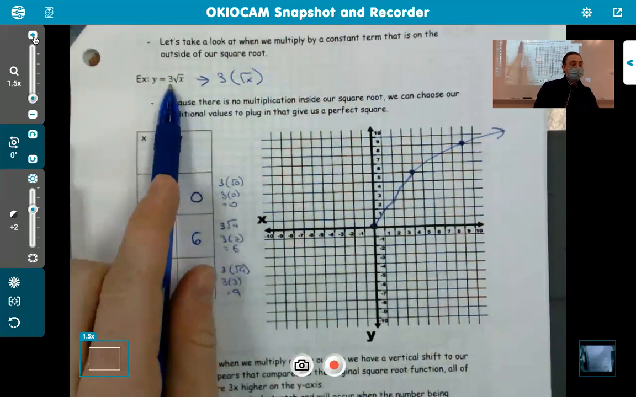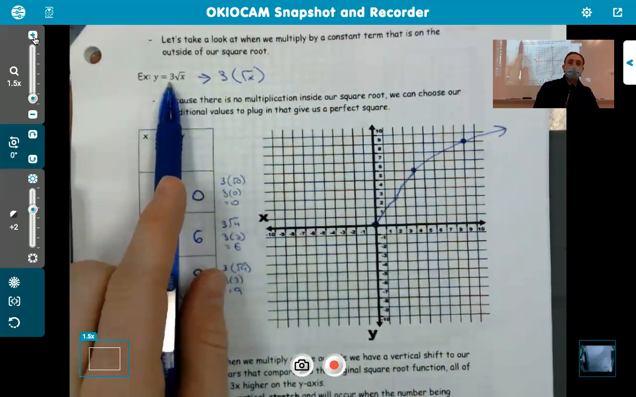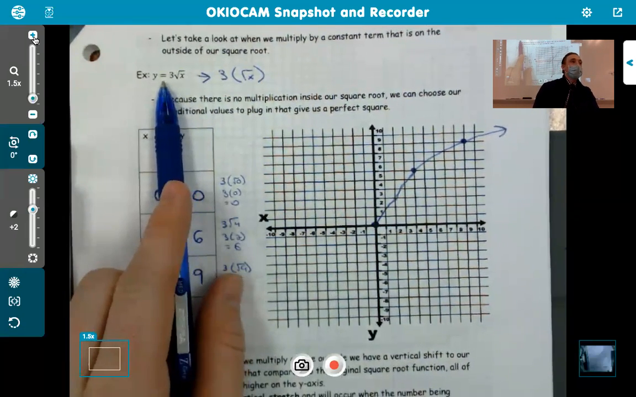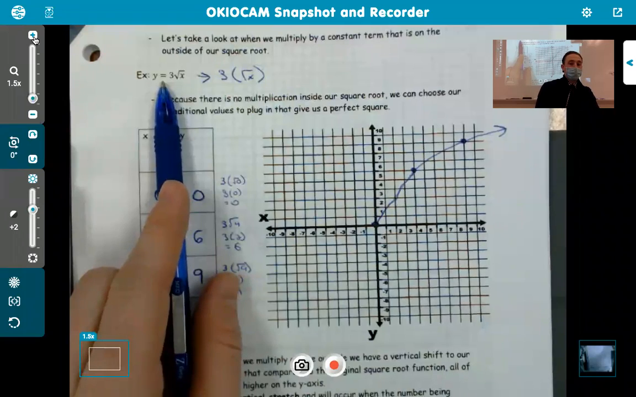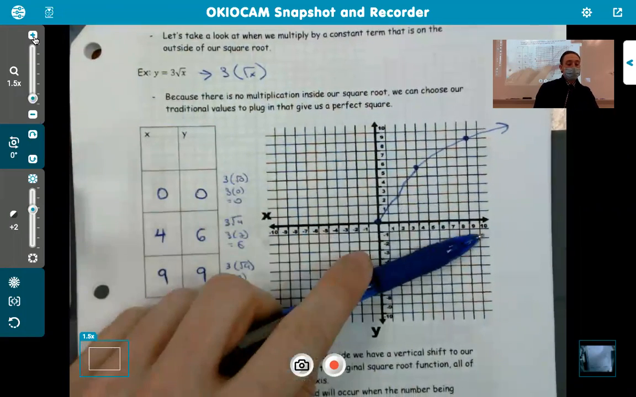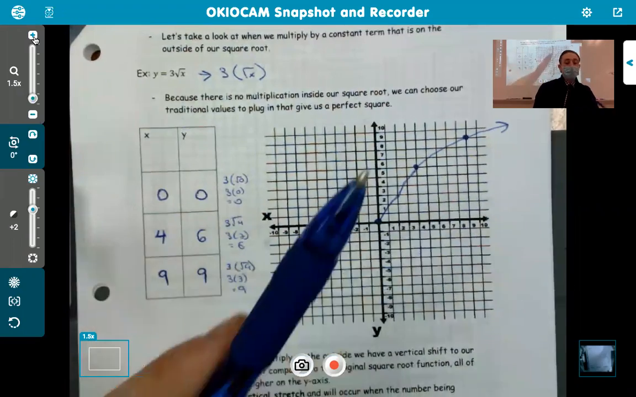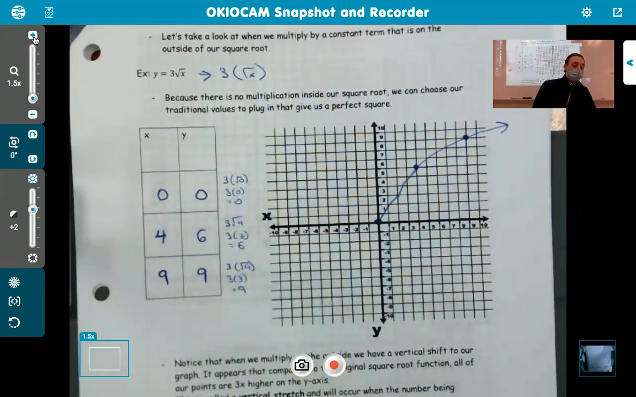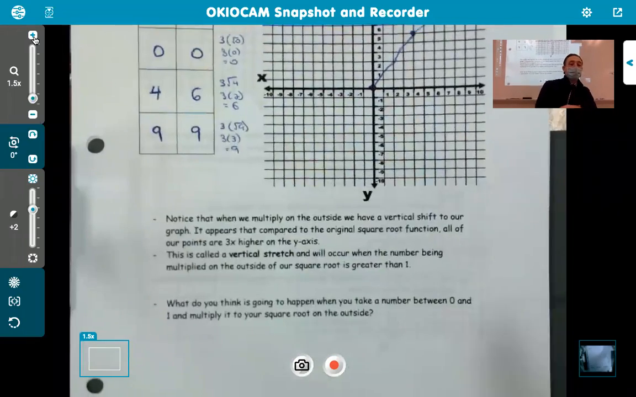Notice those y values are all 3 times where they should be, because I'm multiplying by 3 on the outside, right? Instead of being at (4, 2), (4, 6), (9, 3), I'm at (9, 9). So it's being stretched, and that's always going to be the case when I'm multiplying by numbers greater than 1 on the outside. Again, just to emphasize that point, anything that's on the inside of my square root is horizontal. Anything on the outside is vertical.